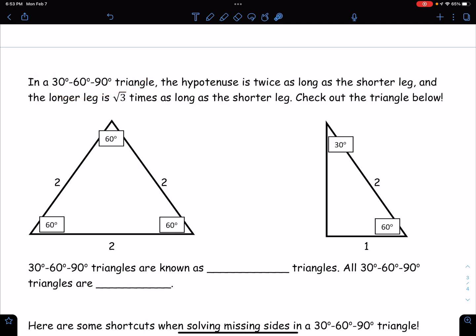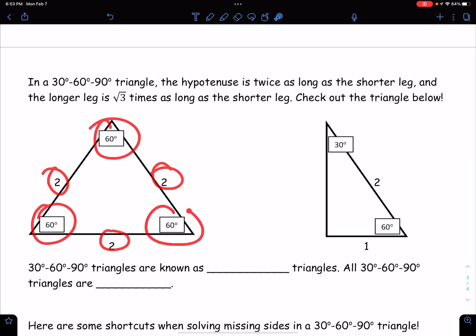Okay, so now I have my second special triangle of the day called the 30, 60, 90 triangle, right? So it says the hypotenuse is twice as long as the shorter leg, and the longer leg is square root of 3 times as long as the shortest leg. So check out the triangle below. So I have this equilateral triangle. Let's use a different tool. Equilateral triangle. So my sides are the same, and my angles are the same, right?